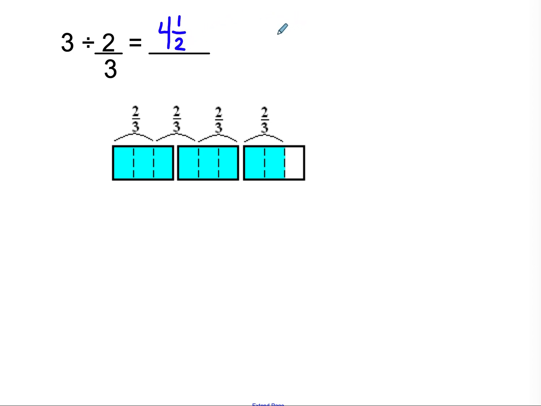Let's look at how we would do that without the picture. If I'm going to use that keep, change, flip strategy, I would have 3 over 1. That division becomes multiplication. And then I flip over that 2/3.